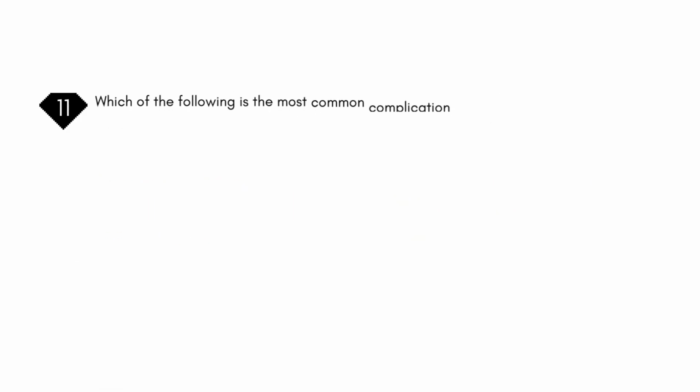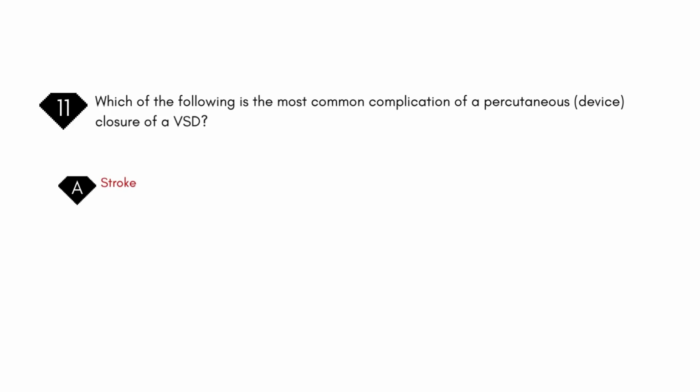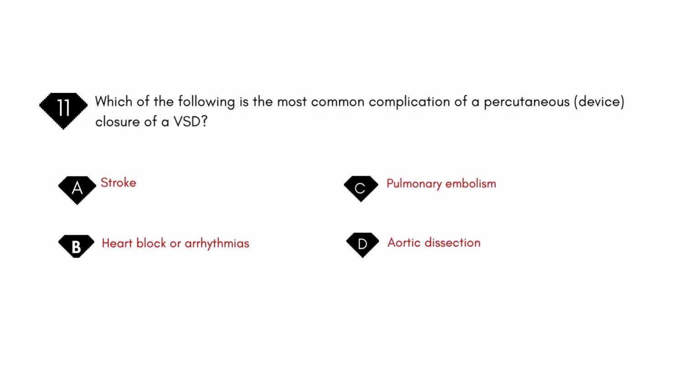Which of the following is the most common complication of a percutaneous device closure of a VSD? A. Stroke. B. Heart block or arrhythmias. C. Pulmonary embolism. D. Aortic dissection. Answer: B. Heart block or arrhythmias.